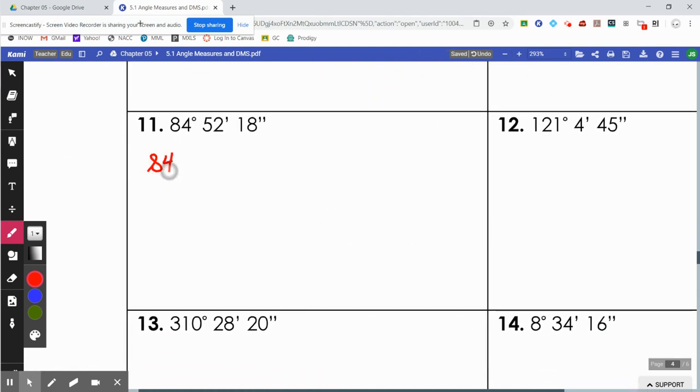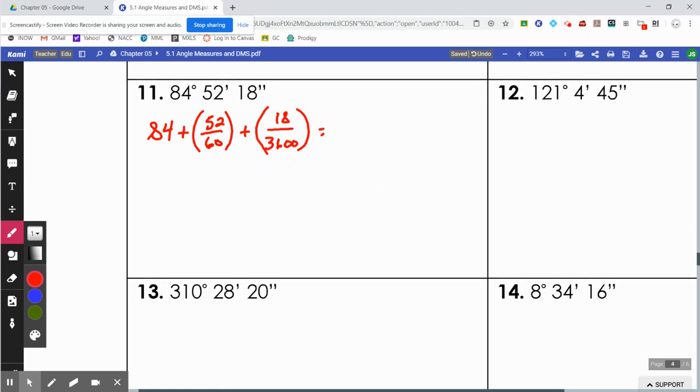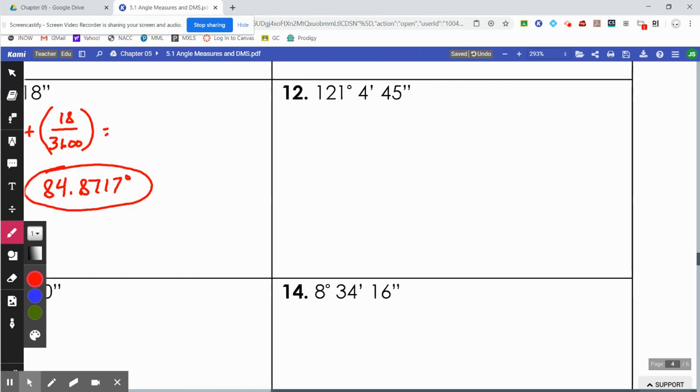Number 11. Now we have some degrees, minutes, and seconds. So you have 84 full degrees. You have 52/60ths of a degree with the 52 minutes. Plus you have 18/3600ths of a degree with the 18 seconds. Add all those together and you get 84.8717 degrees. Number 12 gives you 121 full degrees plus 4/60ths because you have 4 minutes plus 45 seconds would be 45/3600ths.